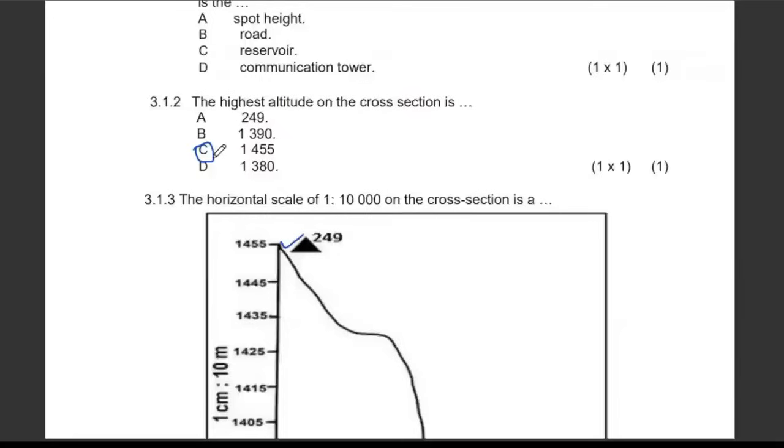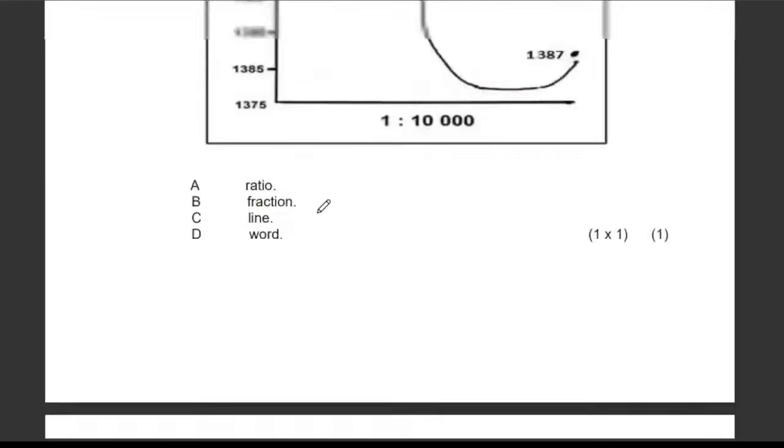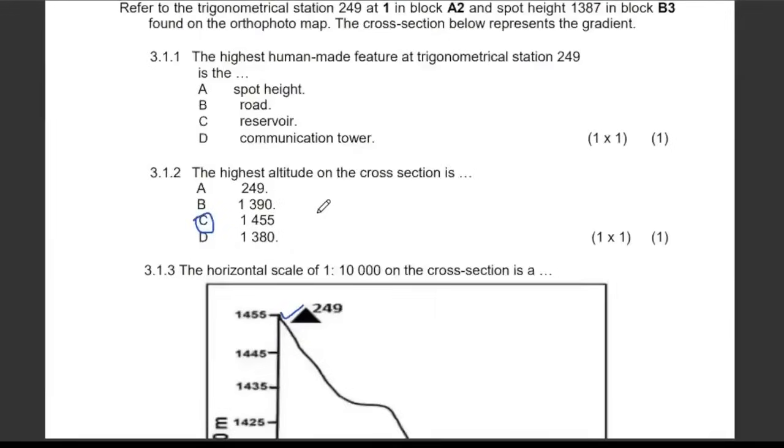Right, moving on with the questions. The next question is based on the horizontal scale of 1 is to 10,000, which has been used on the drawing of the cross section. Right, the horizontal scale of 1 is to 10,000 on the cross section is A.